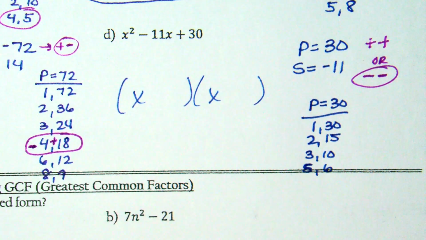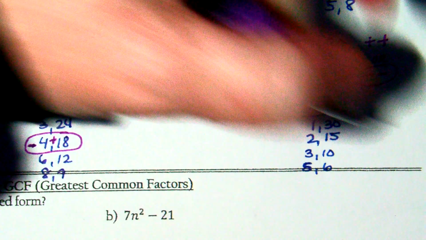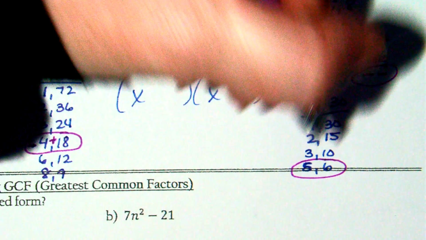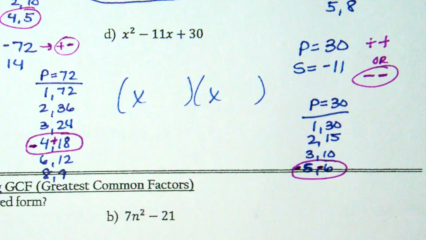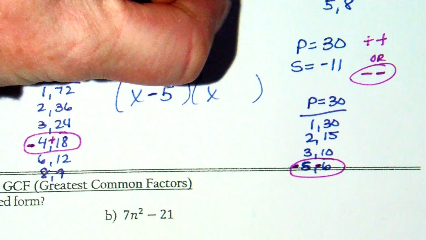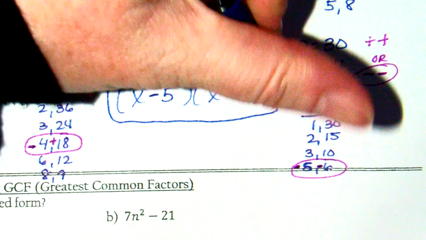5 and 6. 5 and 6? We already decided they're both going to have to be negatives. So what's my answer here? x minus 5, x minus 6. Okay. x minus 5, then x minus 6.